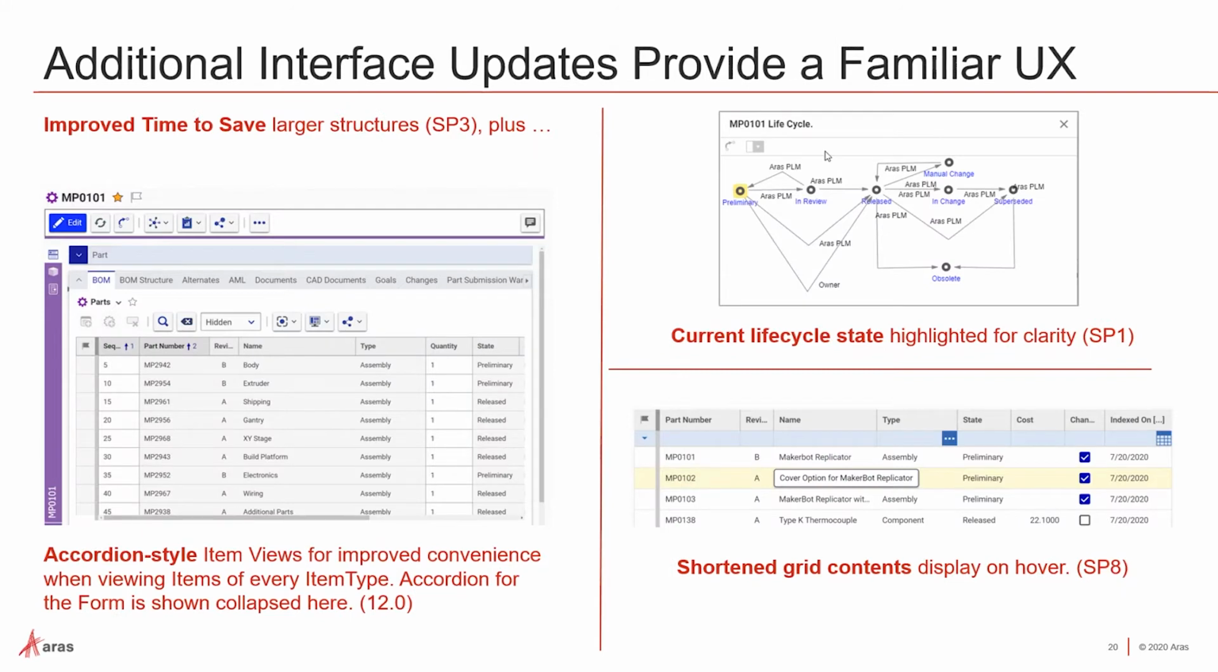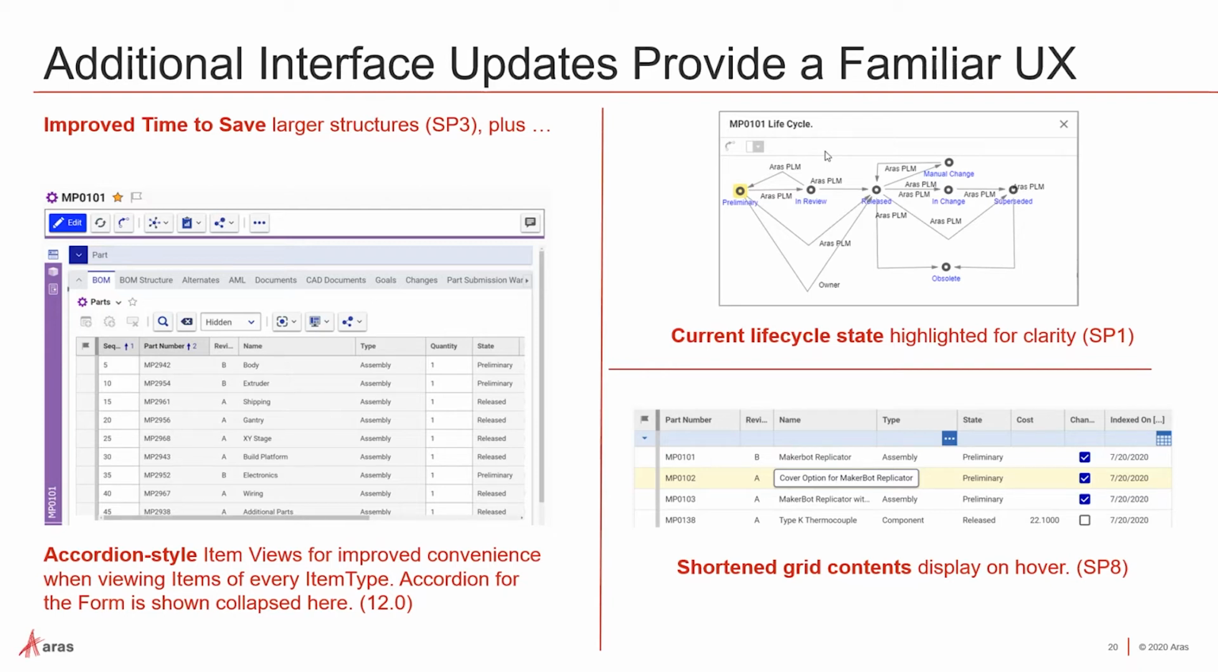And some additional interface updates. Some further work on performance was done to improve the time to save larger structures, such as BOM structures. We've improved what we call the item view. So where you have your form and your relationships, we now have an accordion style view, which provides a more modern way to interact with the item, expand and collapse and open tabs and so forth.